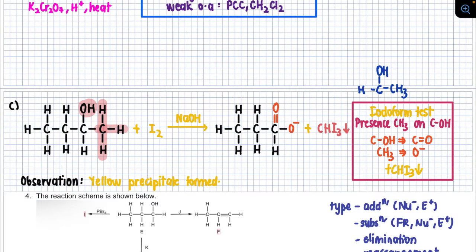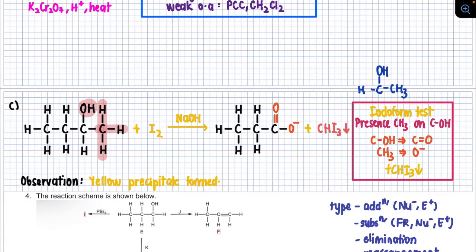From COH, it will become C double bond O. CH3 will become O minus. But look here, actually don't forget we need to remove. Look here, this carbon has 1, 2, 3, 4, but here there is this H, one more. So we have to remove it. You have to remove this one.